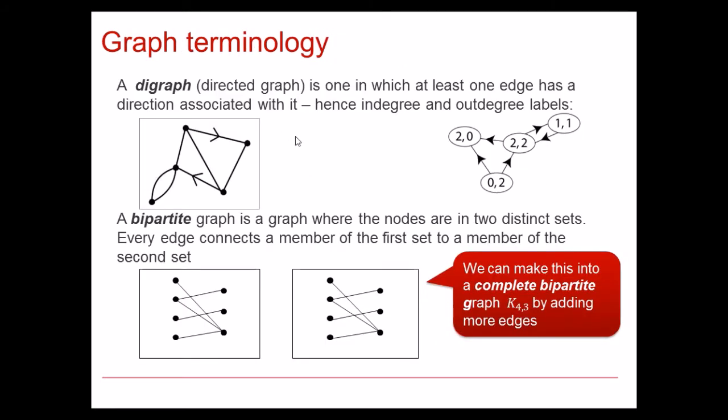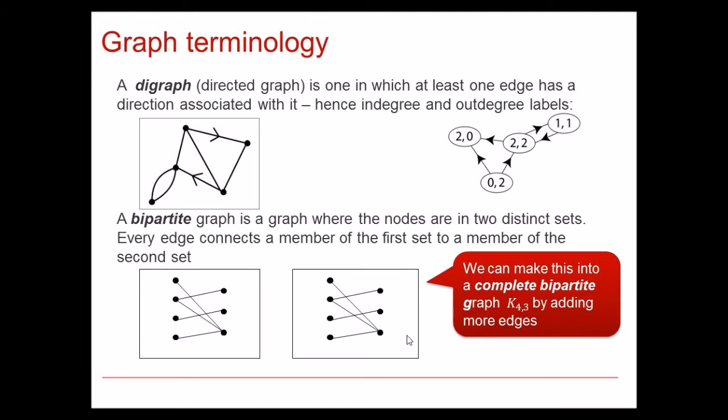A digraph or directed graph is one in which at least one edge has a direction associated with it, shown by the arrows, and hence they have both in-degree and out-degree labels. A bipartite graph is a graph where the nodes are in two distinct sets, on the right and left. Each edge connects a member of the first set to a member of the second set.